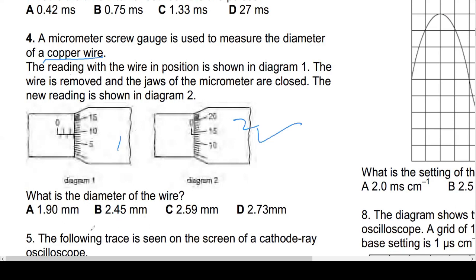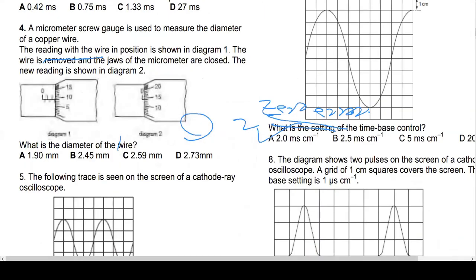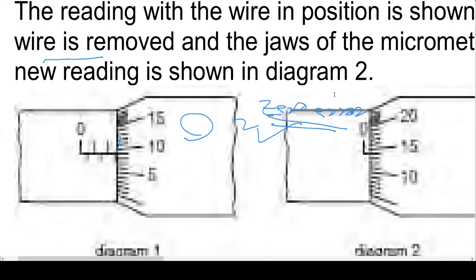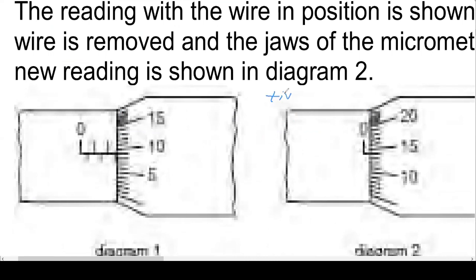So what is the diameter of the wire? There is also some sort of zero error. So let's first find the zero error, whether it is positive or negative. I am going to zoom in a bit so that you can see the diagram clearly. We know that in the screw gauge, if this scale is on the right side of the zero, that is known as positive error. If it is on the left side of the zero, that is known as negative error. So in this case we have positive error.